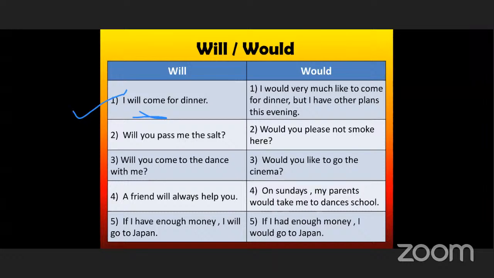Second example: Will you pass me the salt? Now here the person is requesting. When you are requesting, use the modal auxiliary will. The family is sitting for dinner, and the person wants the salt, but he can't take it. It is far away from him. So he is requesting the other person: will you pass me the salt? So when we are requesting, use the modal auxiliary will.